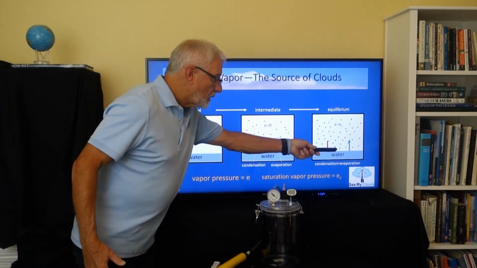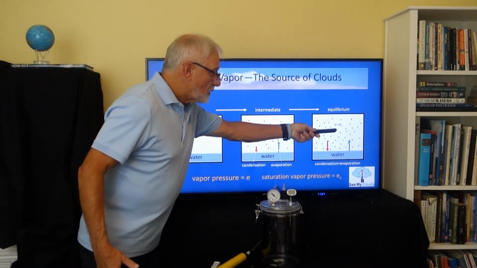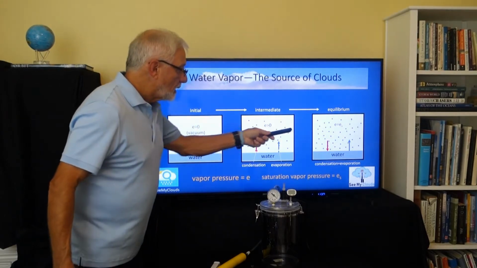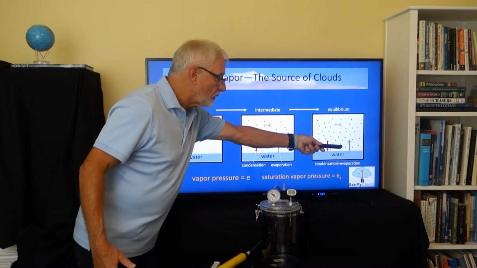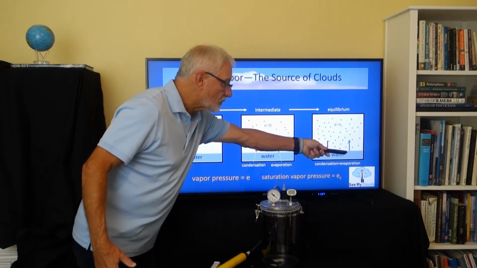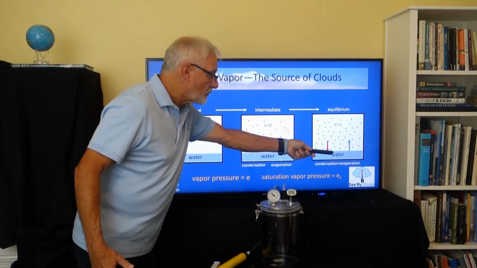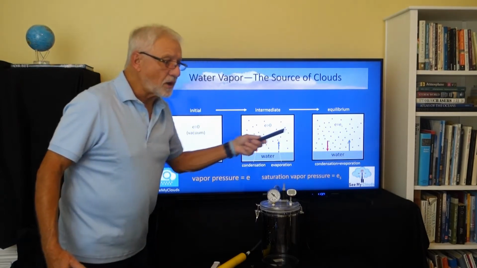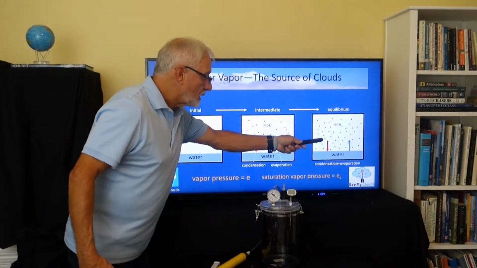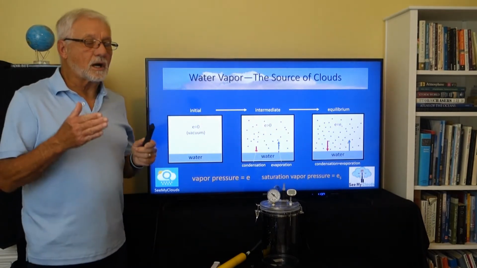So eventually we get to a situation where the vapor pressure is such that the evaporation, that's the removal of the water molecules from the surface into the vapor phase, is equal to the condensation part. So this is the evaporation and condensation, and those two are equal to each other.